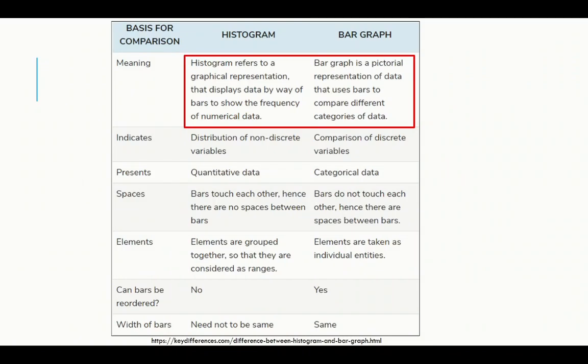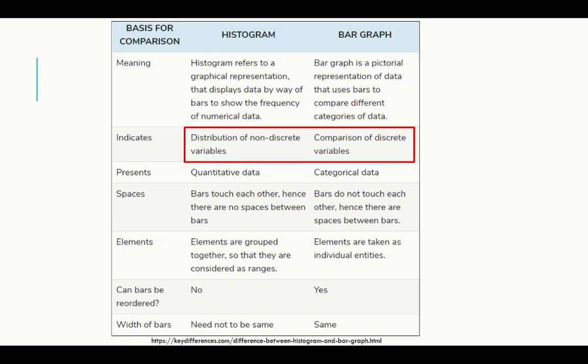So that we can summarize this a little bit, if we're comparing the histogram to the bar graph, again, I'm just going to go through this quickly, but when it comes to meaning, a histogram refers to a graphical presentation that displays data by way of bars to show the frequency of numerical data. Again, it's telling you, hey, we're working with quantitative data. Whereas on the right, bar graph is a pictorial representation of data that uses bars to compare different categories of data. So qualitative.